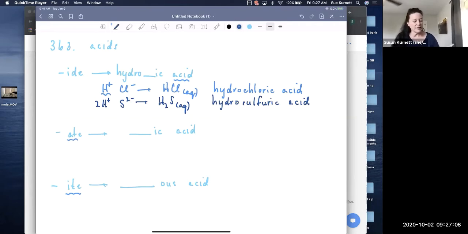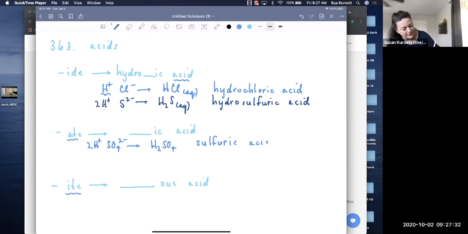Okay, if you have an ate, ates make ic acids. The one that we're probably most familiar with is sulfuric acid. Have enough hydrogens that it's a compound. But now electrons are being shared. These aren't ions anymore. And sulfuric acid is actually kind of an exception. Let me show you the rule with something that's more typical, like maybe carbonate.